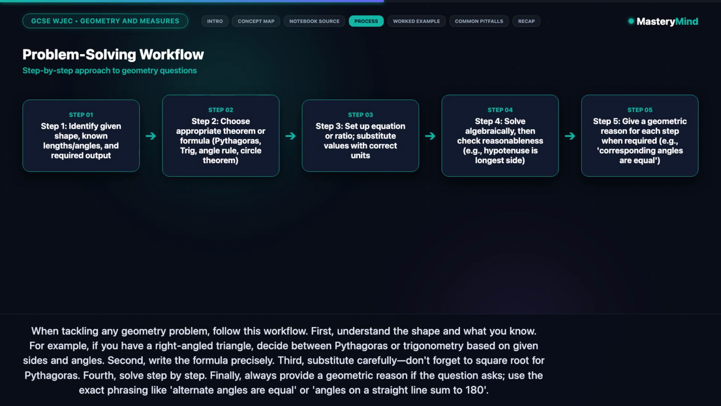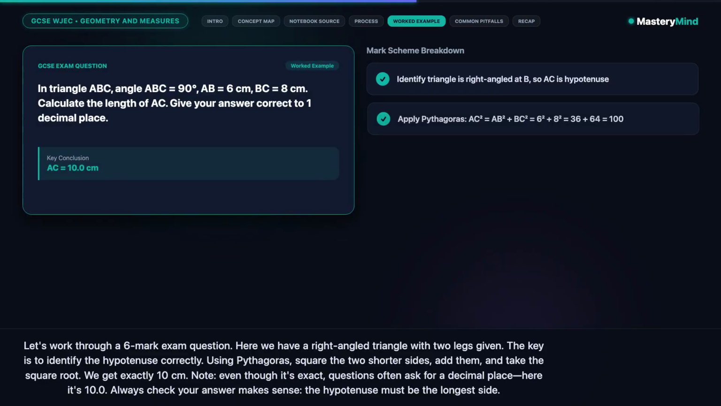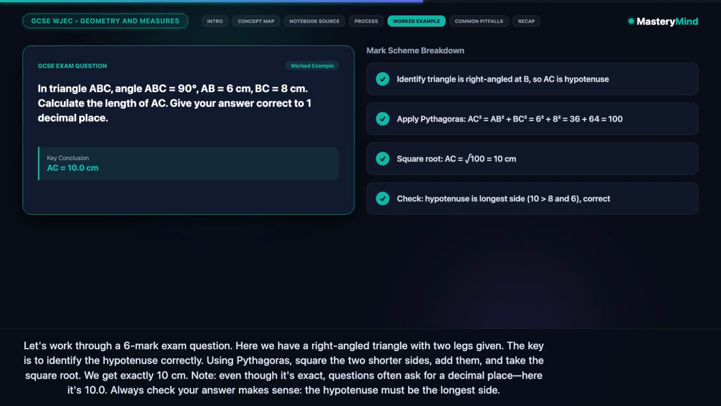Finally, always provide a geometric reason if the question asks. Use the exact phrasing like alternate angles are equal, or angles on a straight line sum to 180. Let's work through a 6-mark exam question. Here we have a right-angled triangle with 2 legs given. The key is to identify the hypotenuse correctly.